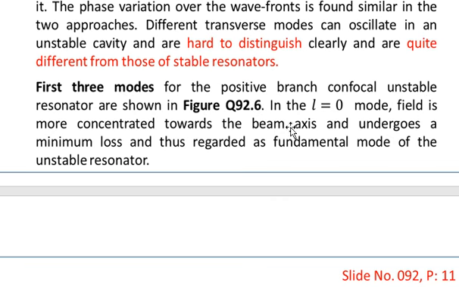In the L equal to 0 mode, the field is more concentrated towards the beam axis and undergoes a minimum loss, and thus is regarded as the fundamental mode of the unstable resonator. You see that in the L equal to 0 mode, the field is more concentrated towards the beam axis and undergoes a minimum loss, and thus is regarded as the fundamental mode of the unstable resonator.